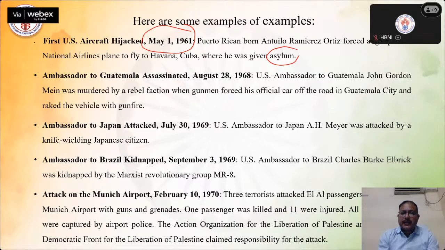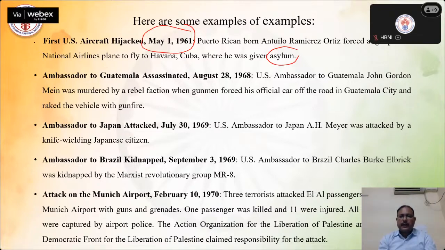Ambassador to Guatemala assassinated. The US ambassador to Guatemala was murdered by a rebel faction when gunmen forced his official car off the road in Guatemala City and attacked with vehicle and gunfire. Ambassador to Japan attacked. The US ambassador to Japan was attacked by a knife-wielding Japanese citizen. We have seen the Japanese prime minister also got killed earlier. You have heard of this. Our Indian prime ministers also faced problems, and we also face the problem.